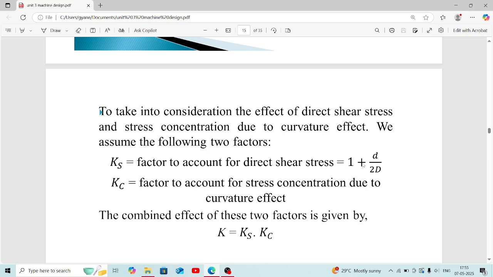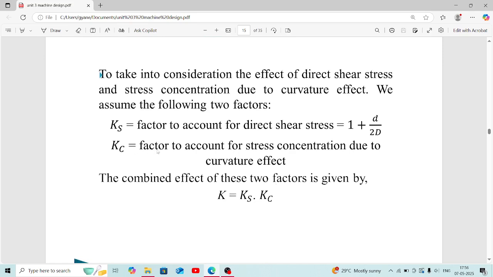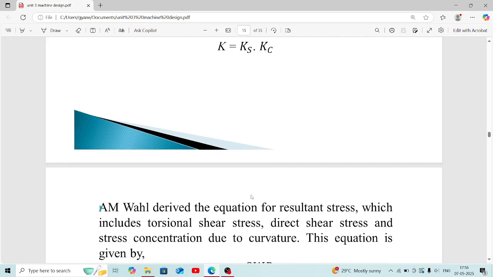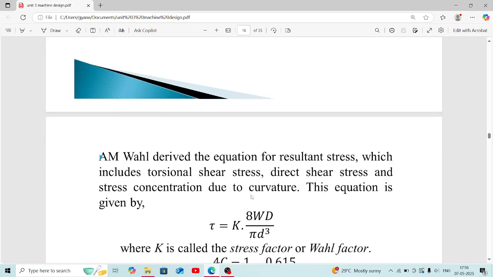Then Ks is 1 plus d by D, and the spring index is C equals D by d. It can be written as 1 plus 1 upon 2C. And Kc is the factor to account for the stress concentration due to the curvature effect. The combined effect of these two factors is given by K equals Ks into Kc.